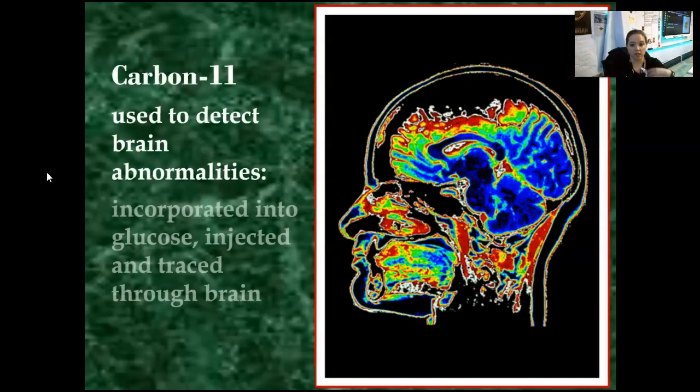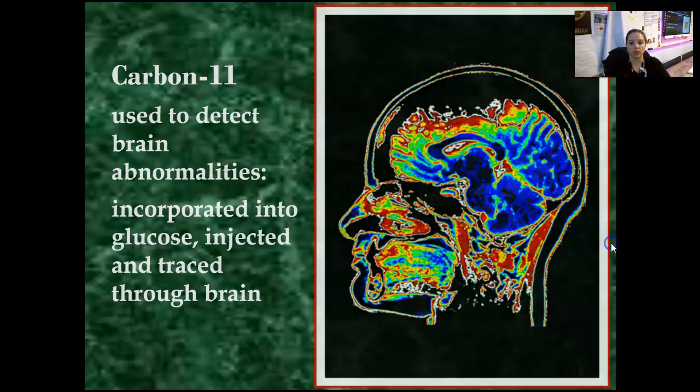Carbon-11, like I said, is for the brain. It's incorporated into sugar and then injected and traced through your brain. So you can get this lovely little picture right here.